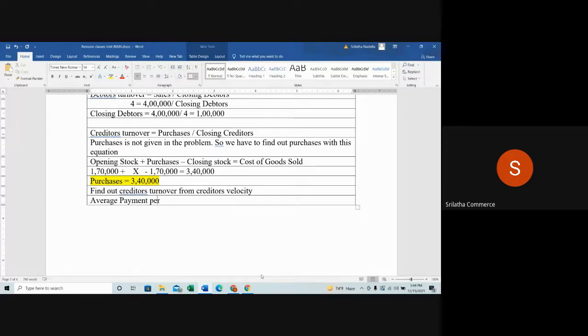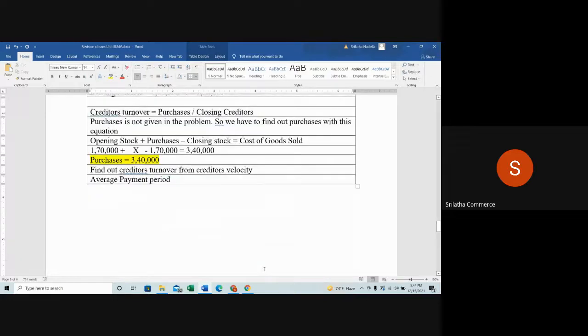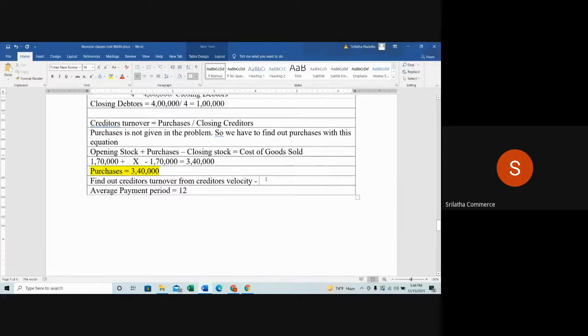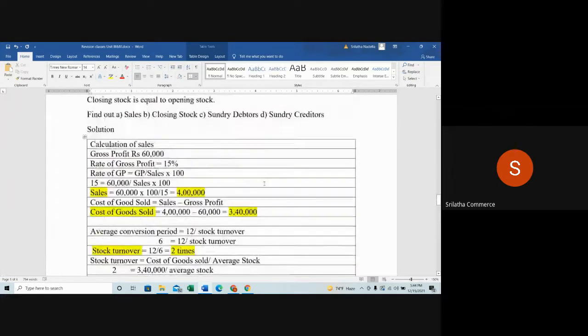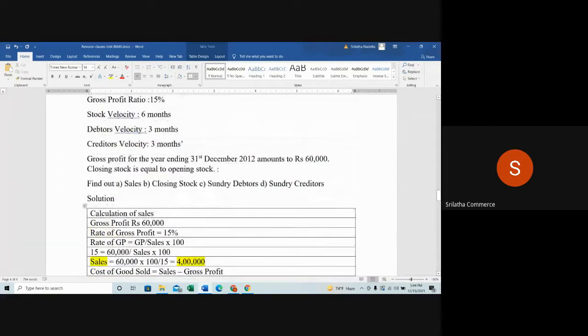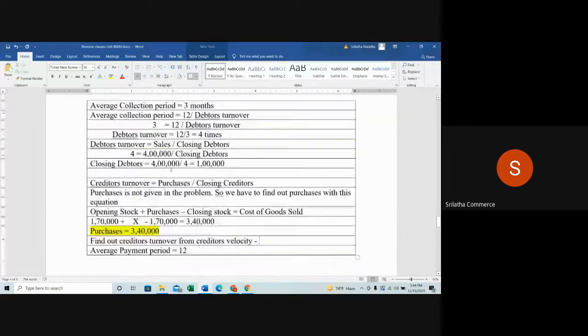There we have taken collection period. Payment period is equal to 12. Creditors' velocity, how much? How many months? 3 months. 3 only, no? Yes, ma'am. 3 months.